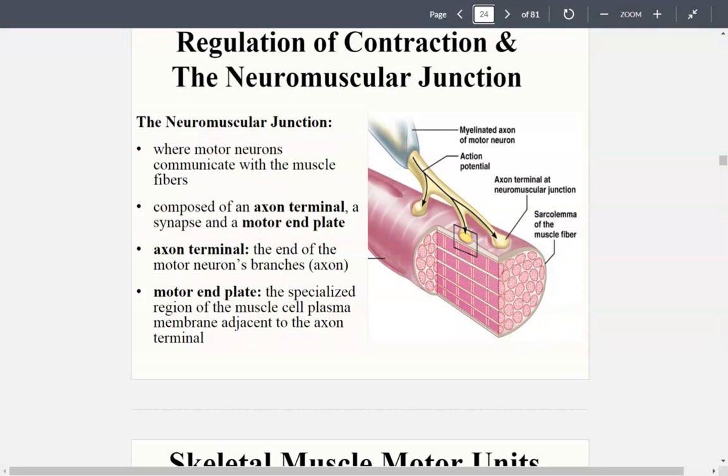On the muscle fiber side, it's going to have a motor end plate, and that is going to be where the receptors for the neurotransmitters that are going to be released from the axon terminals are going to be located. It's a specialized region adjacent to the axon terminals, and they're going to contain the receptors so that this communication can occur.